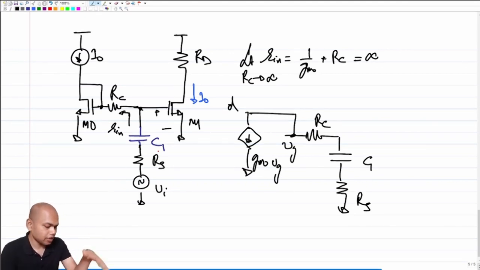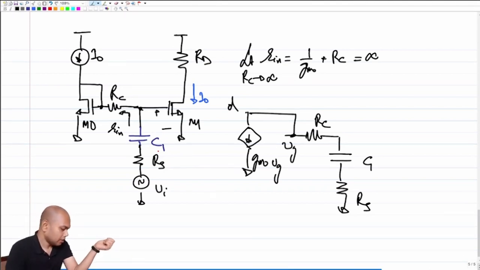Since we are trying to figure out the time constant, I got rid of VI. When I get rid of VI, which means VI goes to 0, it becomes a short circuit, right? So now what is the time constant of this circuit? Clearly, in order to figure out the time constant, I have to see what is the Thevenin equivalent impedance looking from both the terminals of the capacitor C1, right?